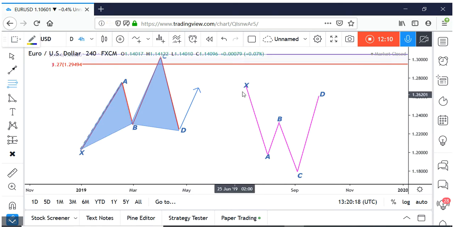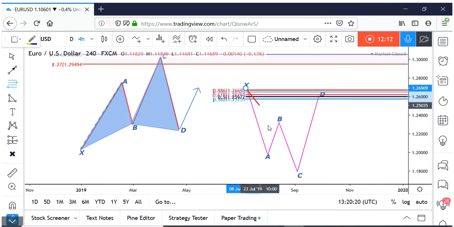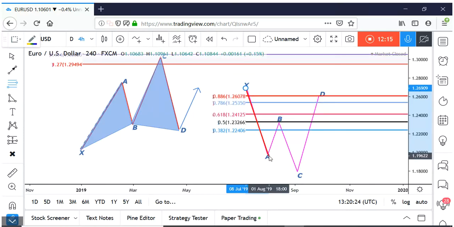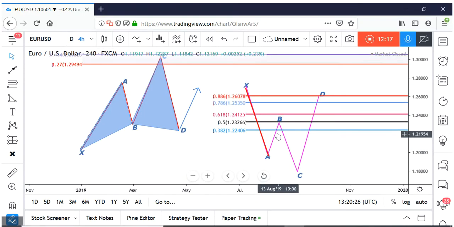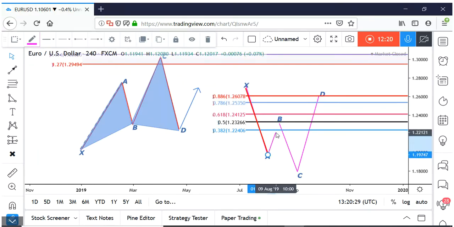So let's take the fib retracement again. We measure from the first move, X to A. B has to touch the 382 fib retracement. It must touch 382. It can touch 0.5 or 618, but must not touch the 786. If it closes here, fine. If it closes here, okay. As long as it touches 382. So let's leave it on 382 for training purposes.